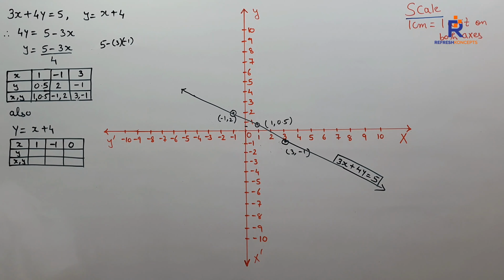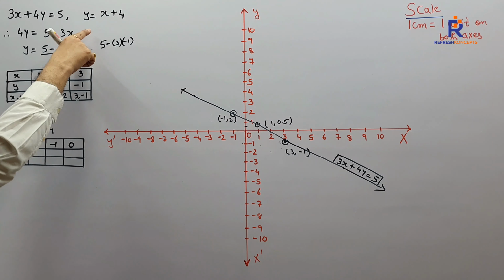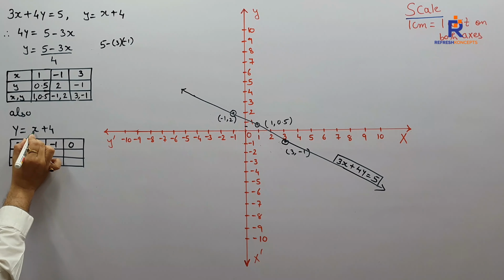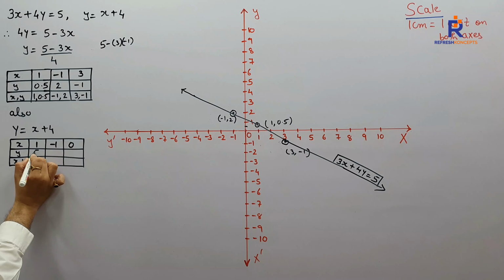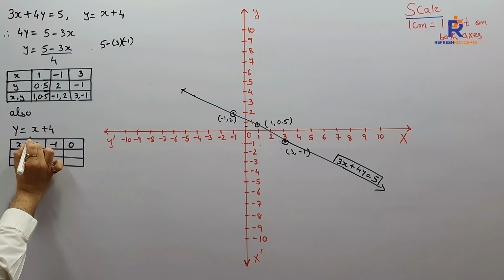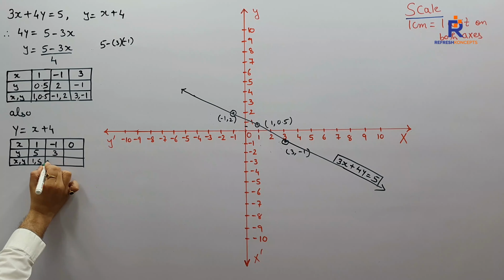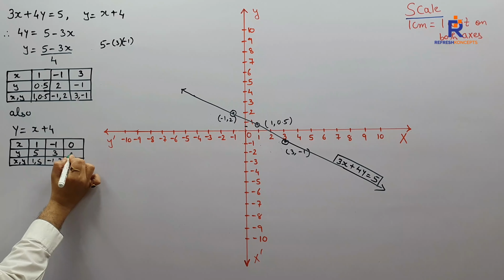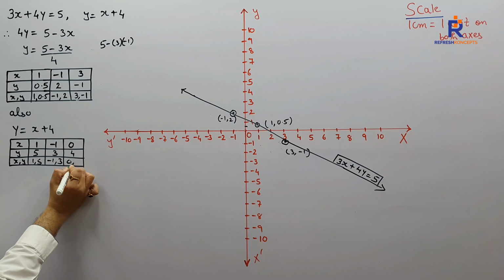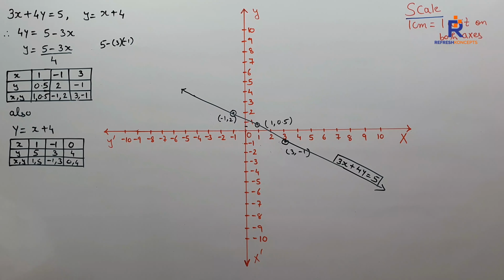Our numbers will work out. Simple. Even in the standard form it is given to us. So when x is 1, y is 5: 1 comma 5. When x is minus 1, y is 3: minus 1, 3. When x is 0, y is 4: 0 comma 4. Let's plot.